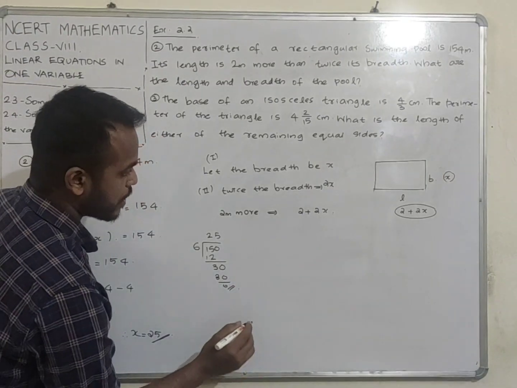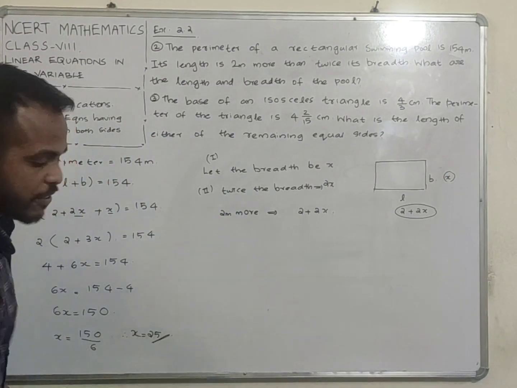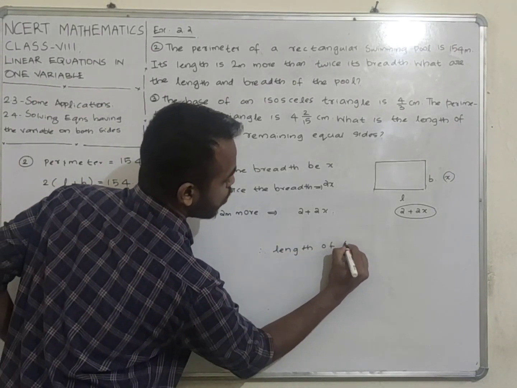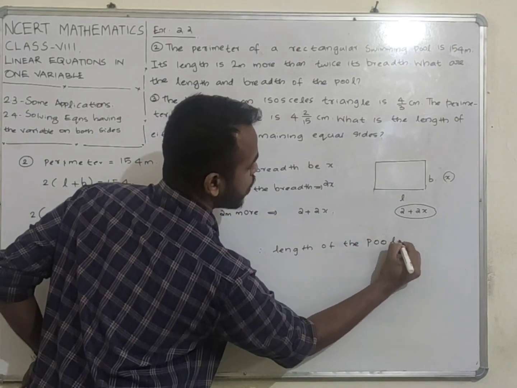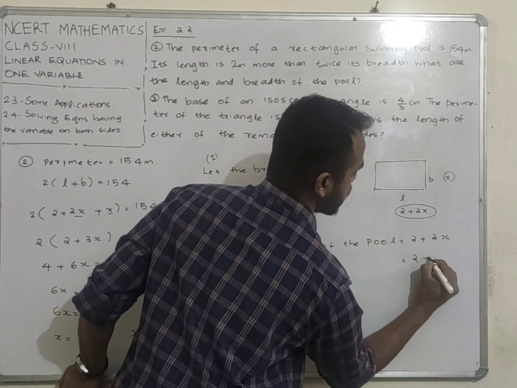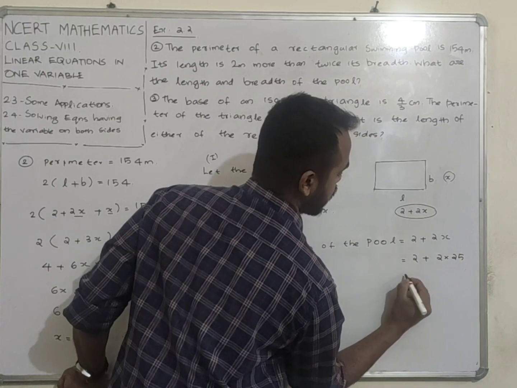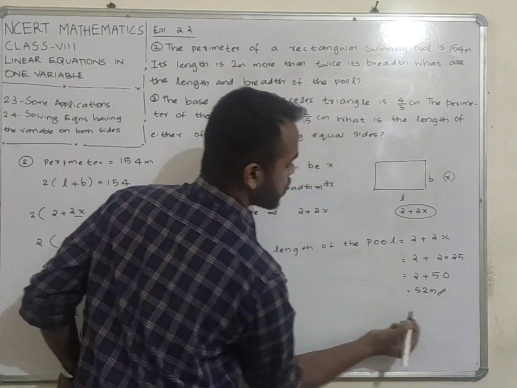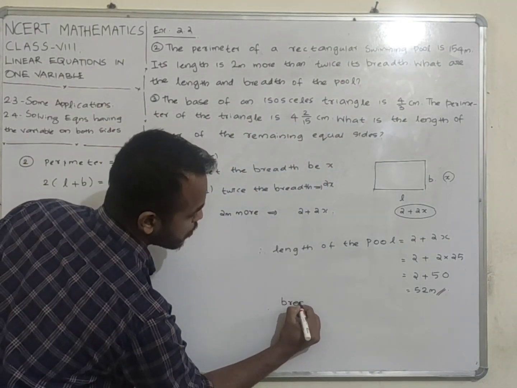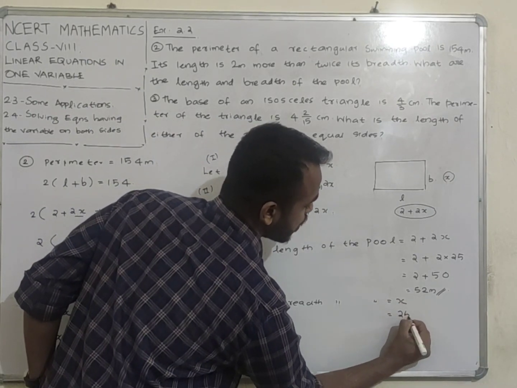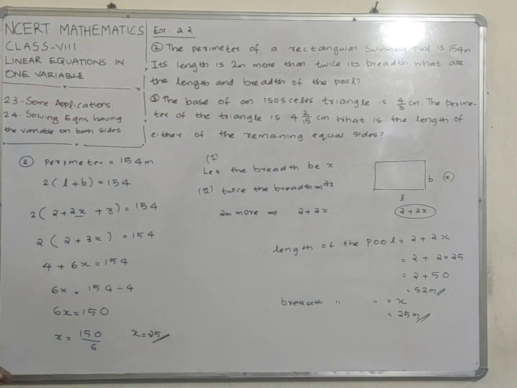So you can write as the final answer, therefore length of the pool is equal to, what did we consider, 2 plus 2x. And what is the value of x? 2 plus 2 into 25, that is 2 plus 50, or 52 meters. Now what about the breadth? Breadth is x. And what is x? 25 meters. That's all. Now coming to the next question.